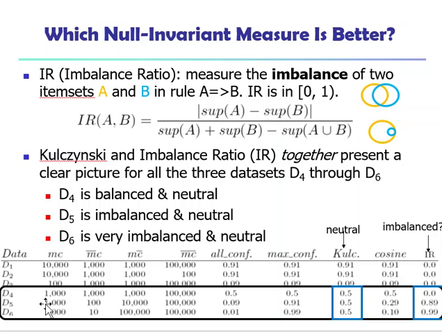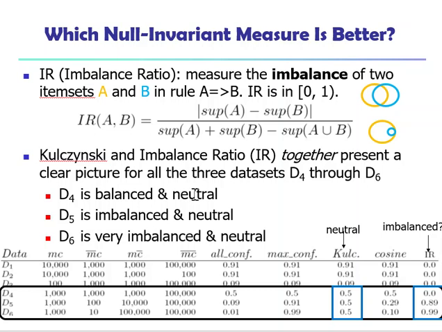The support for milk is 10,000 plus 1,000, so that would be 11,000. And support for coffee is only 1,100, right? So it's imbalanced. And D6, again, is extremely imbalanced. And because of this, in terms of balancedness, we have found that D4 is balanced, D5 is imbalanced, D6 is very imbalanced, extremely imbalanced.